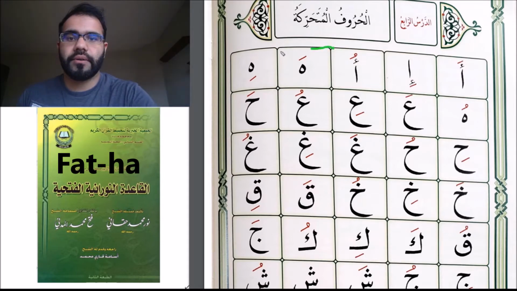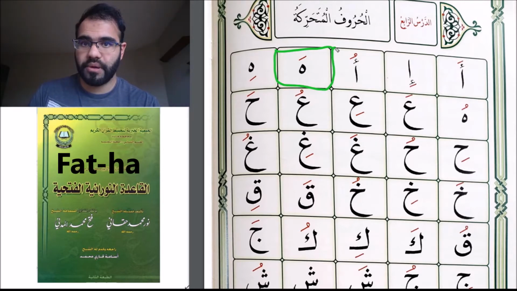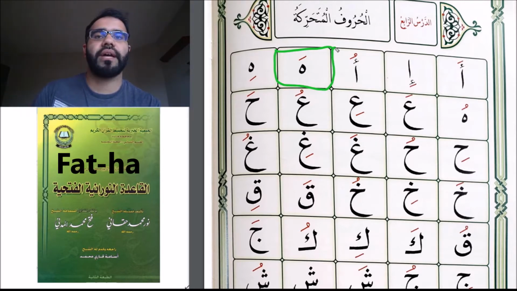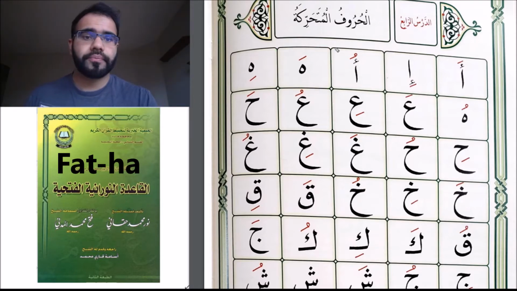Let's look at this one now. Here you have the letter ha. Ha has the fatha on top of it. This fatha means that we have to add the vowel sound a to it. So basically, this ha stays a ha. It's weird to explain.